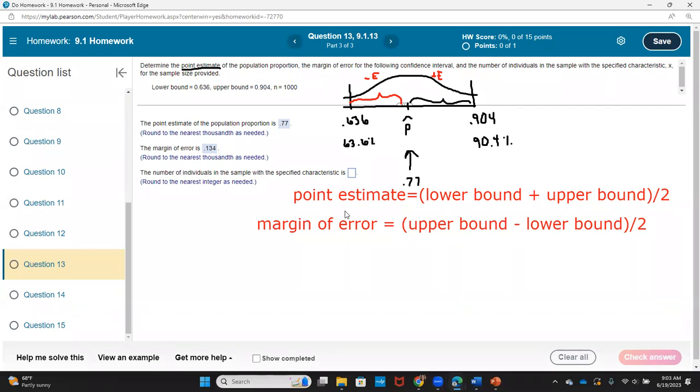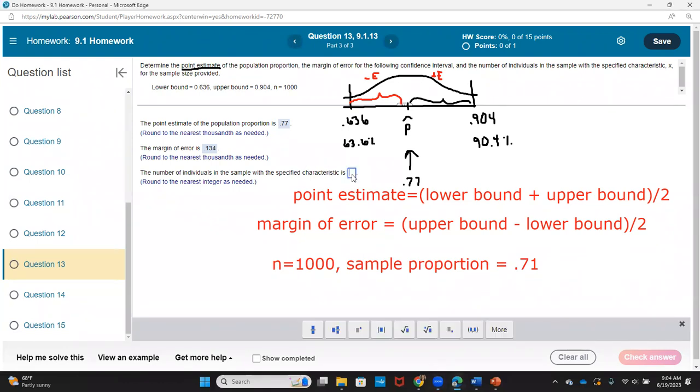Okay, the last one can sometimes throw people for a loop as well. It says the number of individuals in the sample with the specified characteristic is blank. For this one, they told us that the number of people they sampled, n, equals 1,000. And we also know the sample proportion we calculated was 0.71. Okay, so we really just need to calculate. There were some questions similar to this in 8.2 about tattoos or students who go to ACC or take classes online.